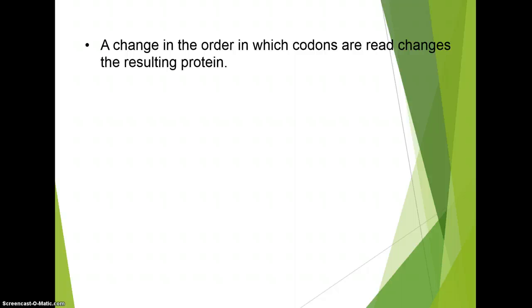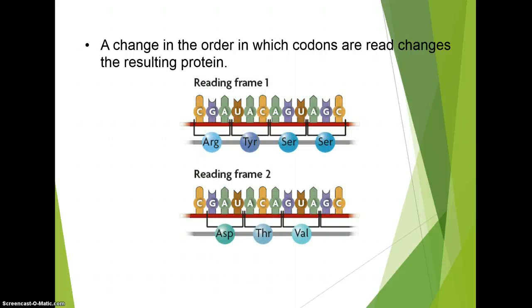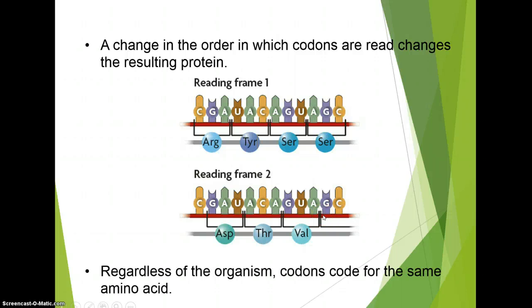Alright, a change in the order in which codons are read changes the resulting proteins. What does that mean? Okay, it's called a frame shift. Just not too specific; they just have to know that a change in the order in which codons are read is going to change the protein.